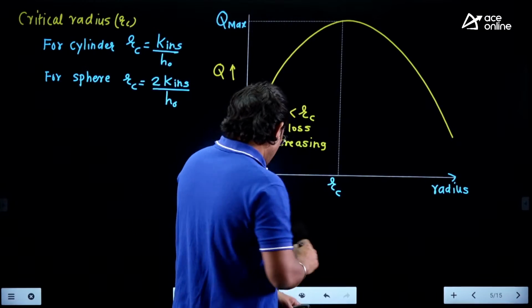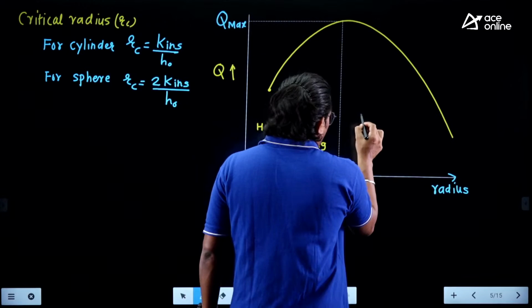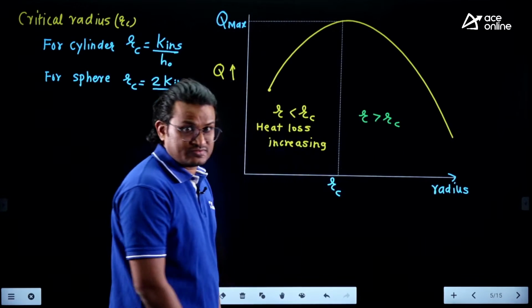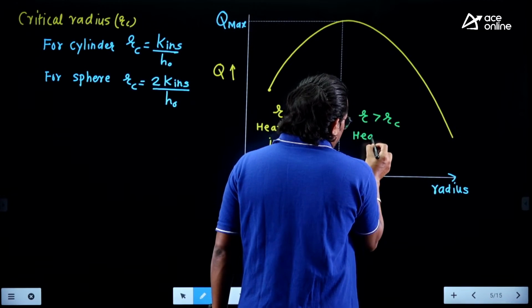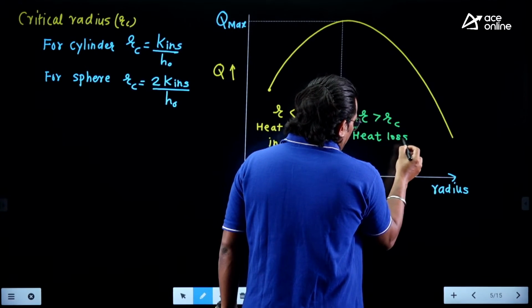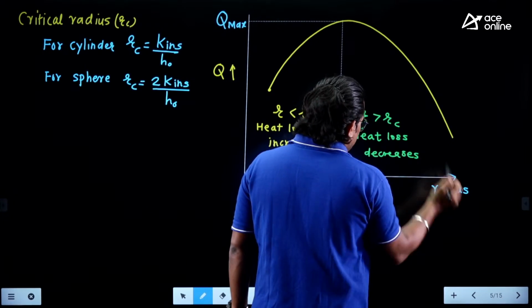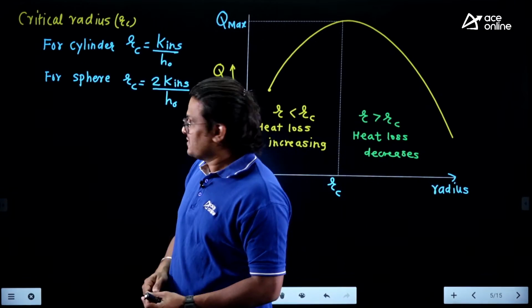And suppose you go to this domain where R is greater than RC, if you cross the RC, then heat loss decreases. Heat loss decreases. Okay.